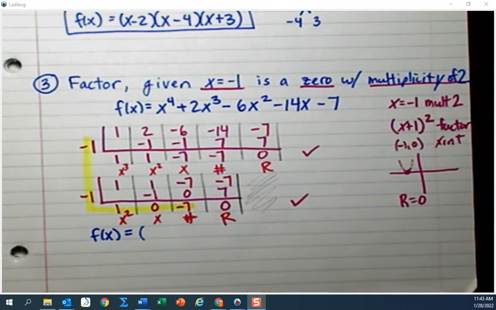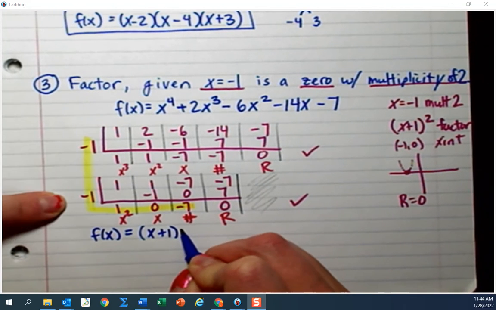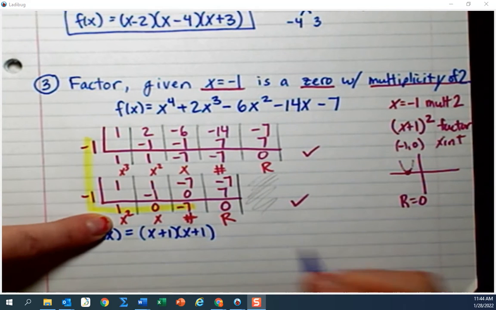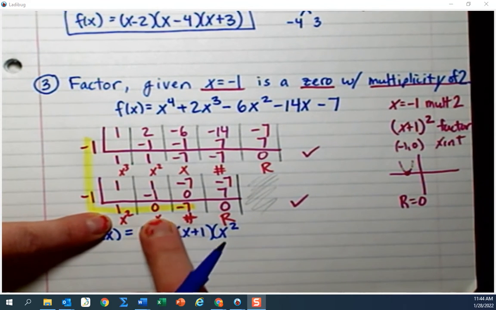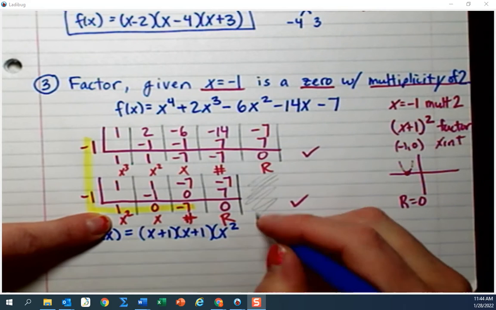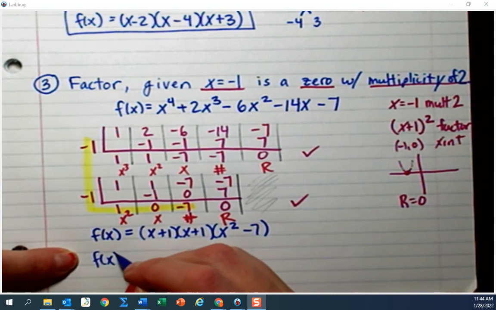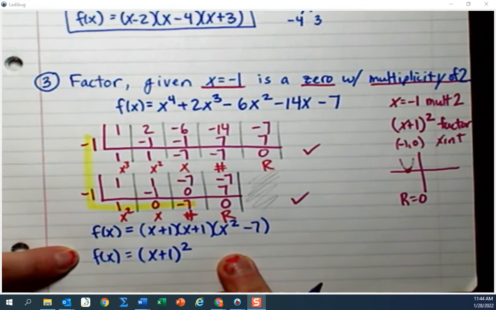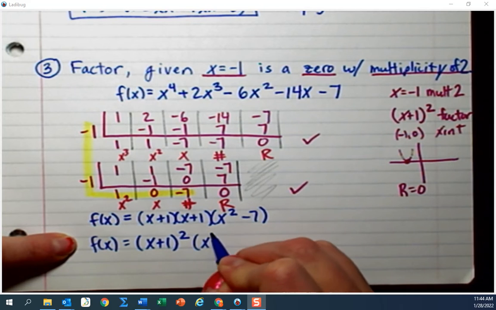And notice the columns are all still lining up just the way you would expect. So x plus 1, because I divided twice, and then I'm left with x squared. So there's that 0, so I'm going to skip it, and then I just get minus 7. Now, alternatively, you could certainly write that first factor with the square, but they're both correct.